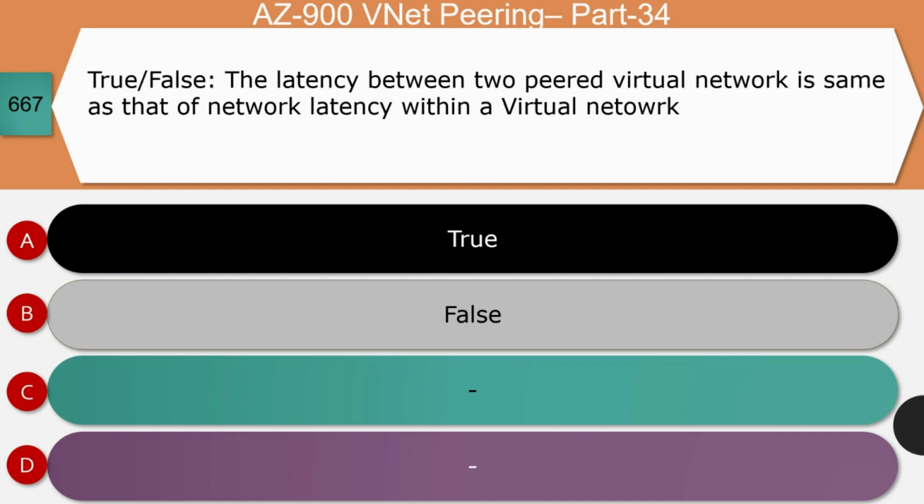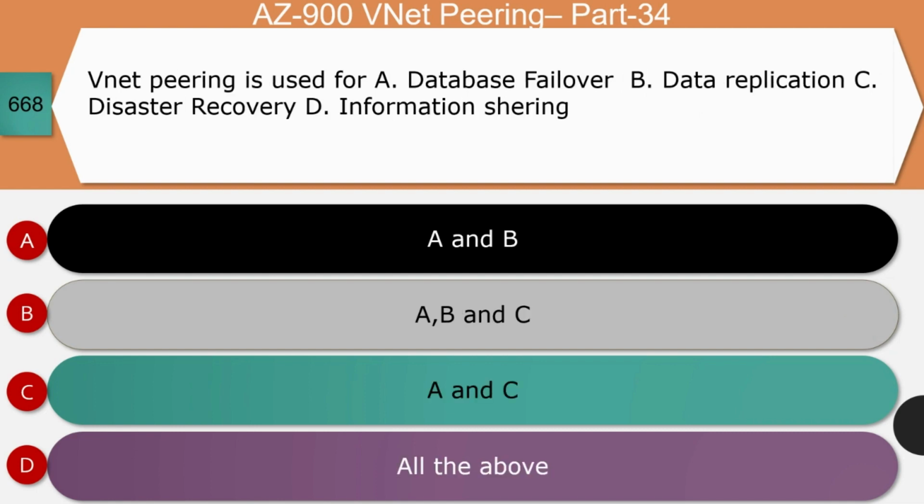Next question, the latency between two paired virtual networks is the same as that of network latency within the virtual network. Is it true or false? The right answer for this question is true. The latency is always maintained the same as that of latency which is within the virtual network between two virtual machines or multiple virtual machines.